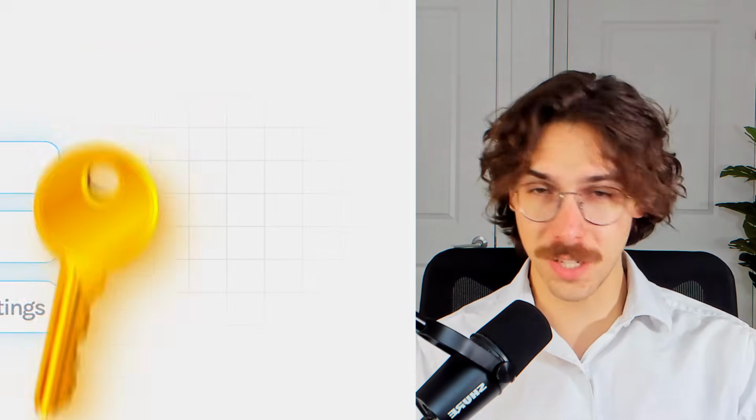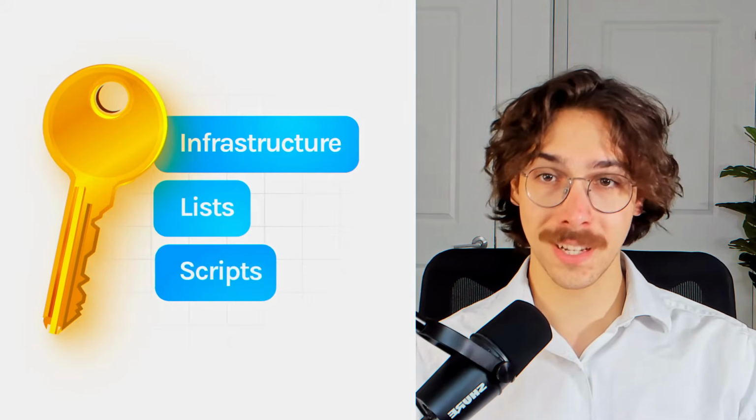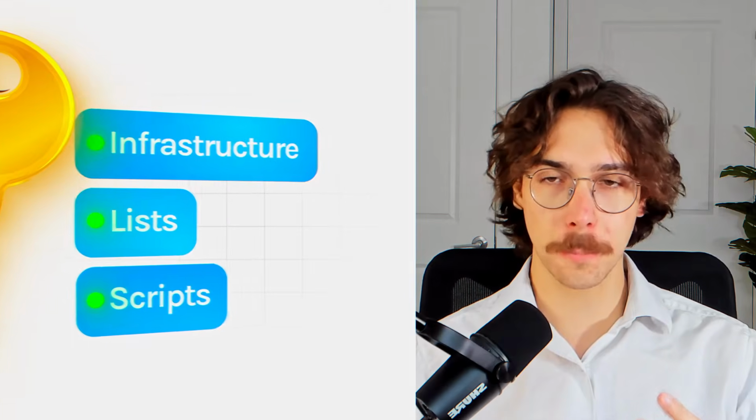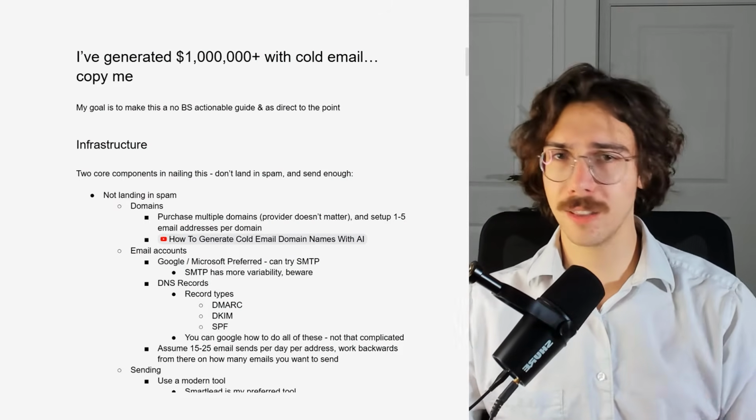I noticed that there's three key parts of a cold email system that make the biggest difference, which is infrastructure, lists, and scripts. And in this video, I'm going to break down exactly how you can nail all three of those components to generate more sales meetings and revenue for your business. Jumping in, first we're going to talk about infrastructure, then lists, then scripts.